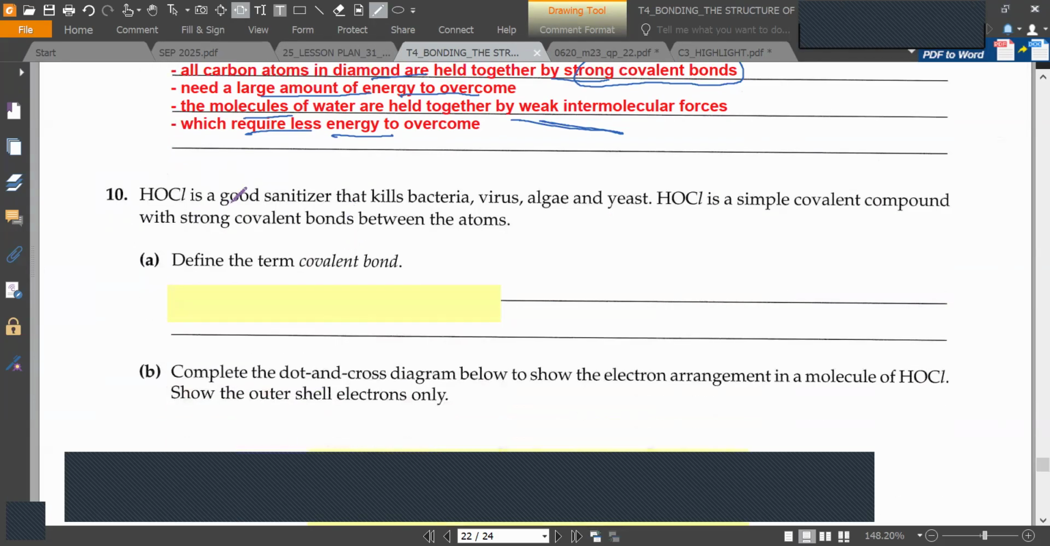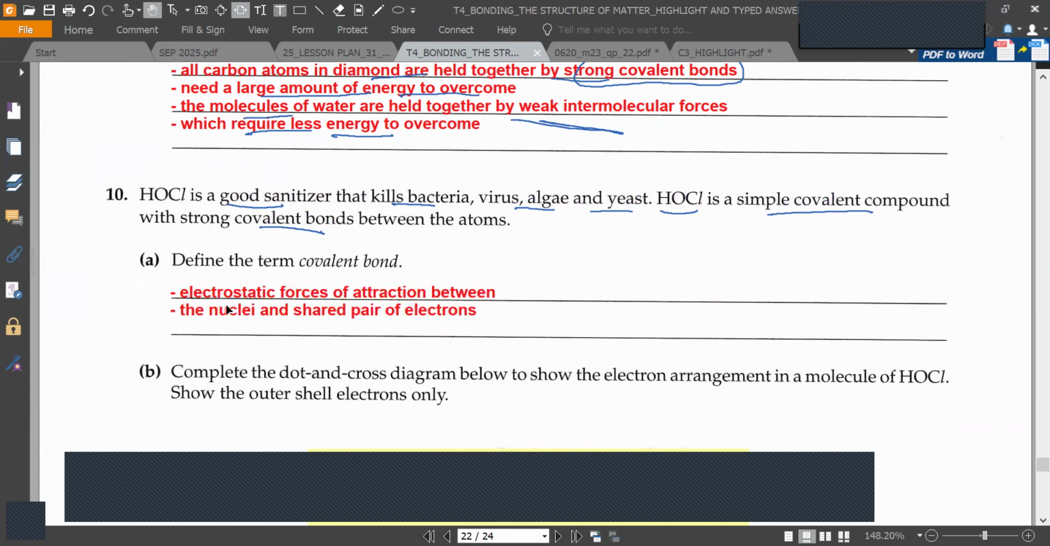Next. HOCl is a good sanitizer that kills bacteria, virus, algae, and yeast. Okay, it is a simple covalent compound with strong covalent bonds. Define the term covalent bond. What is a covalent bond?